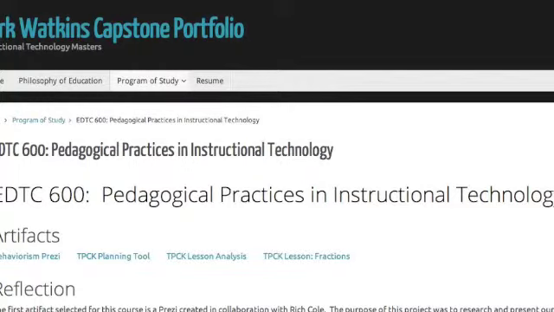Pedagogical Practices in Instructional Technology was the first course that I took as a student at Regis, and like I said in the introduction, I didn't really know what to expect out of the program and from being an online student for the first time. And so I was pleased very early on with the entire experience, and found that I was getting quite a bit of learning from the online environment.